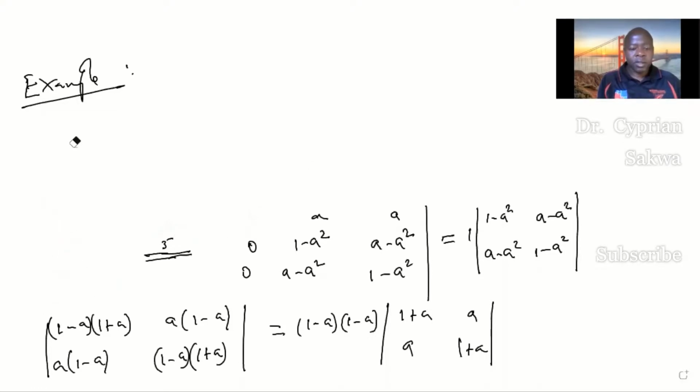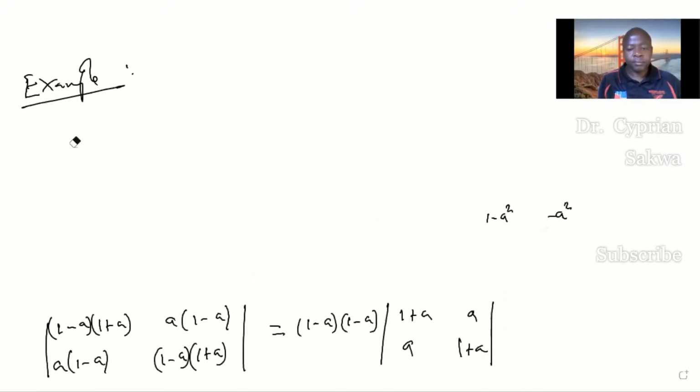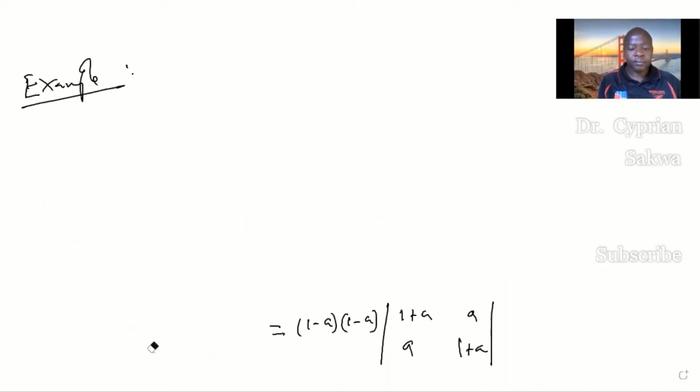I just want to create some space here. I will solve this one. I'm done with it. So what I have is 1 minus R multiplied by 1 minus R.